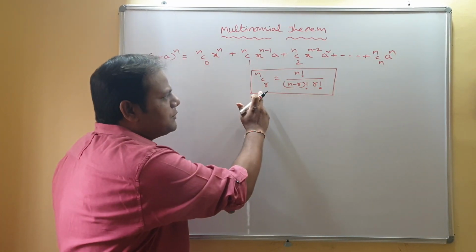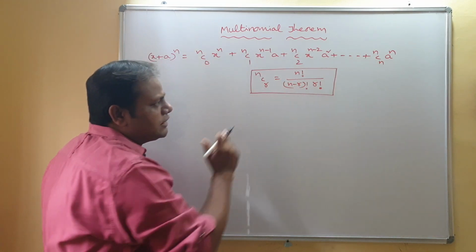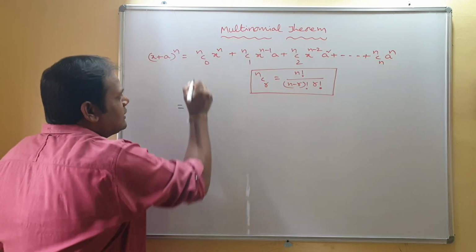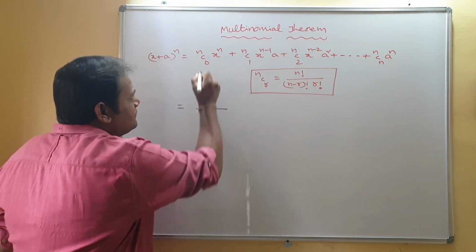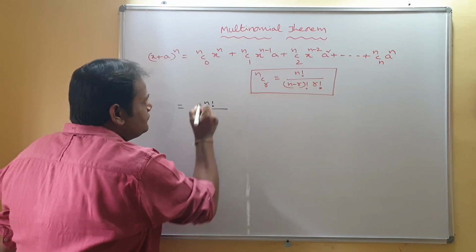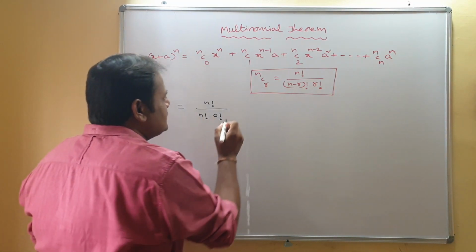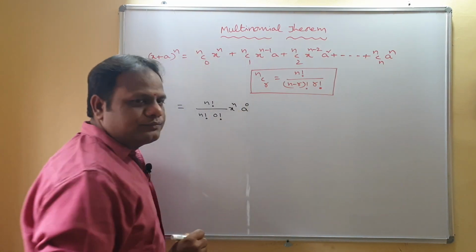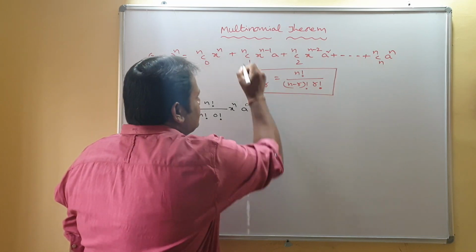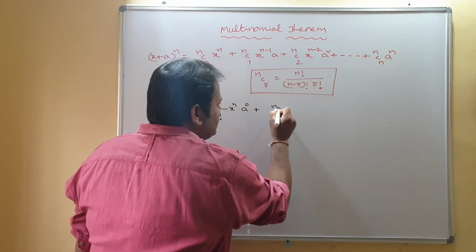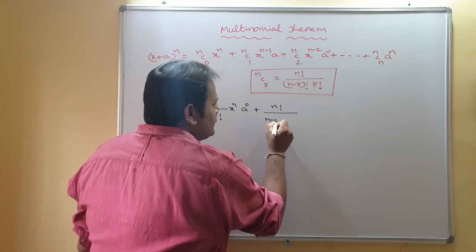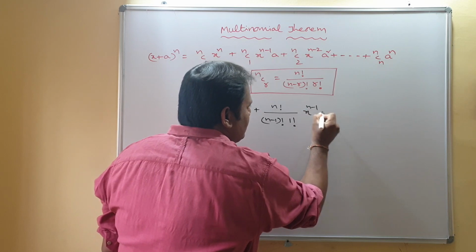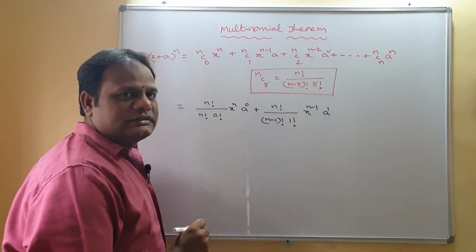You know the nCr formula: n factorial by (n minus r) factorial into r factorial. So coming to the first term, I can write nC0 as n factorial by (n minus 0) factorial into 0 factorial, into x power n. I am taking a power 0 also. Plus, now nC1, applying the same formula, you get n factorial by (n minus 1) factorial into 1 factorial, into x power n minus 1 into a power 1.